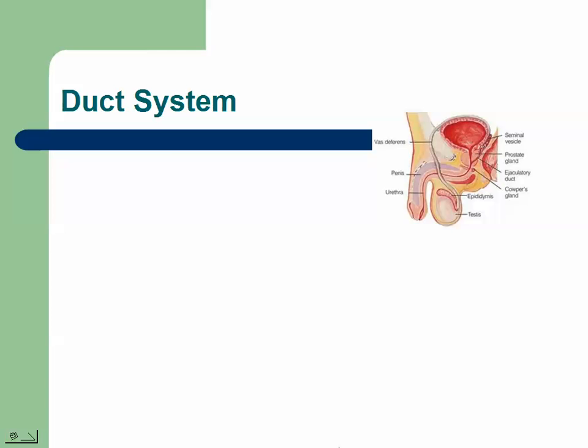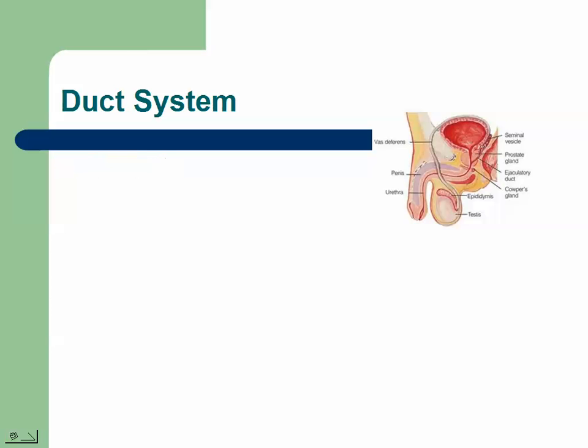Okay, let's talk about the duct system. The first portion of the duct system is the epididymis. So after the sperm leaves the seminiferous tubules, it's going to go into what was on that last figure, sort of in pink, the epididymis. Again, it's very, very, very coiled.